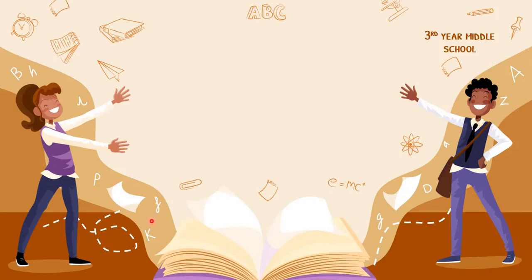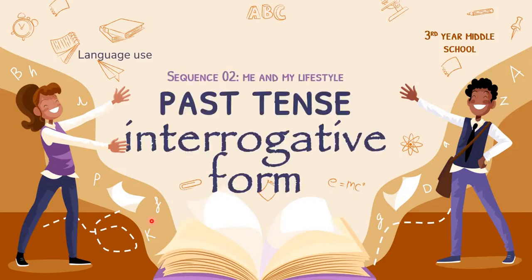So we are still with sequence number 2, me and my lifestyle. Today's lesson, guys, is about the past tense with the interrogative form. The past tense with the interrogative form.